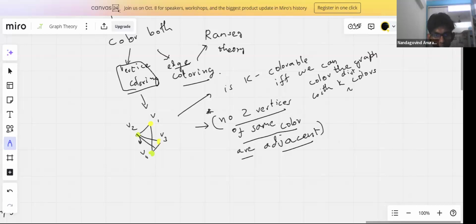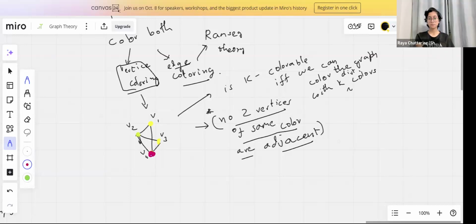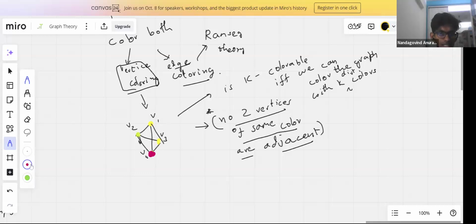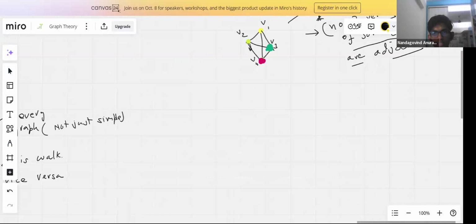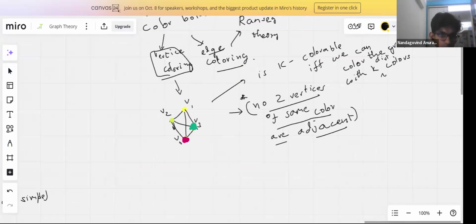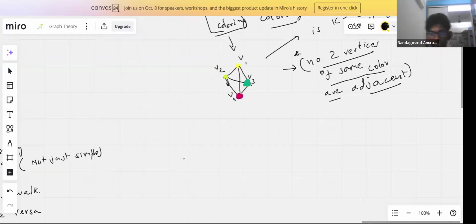But the moment I add this edge, there's no way to color the graph with just two colors. So you're going to have to use three colors. Now you're going to have to three-color the graph. Okay, and now if I add this edge, then it's no longer even three colorable. You have to add in four colors. Make sense? Good. That's for coloring of a graph.